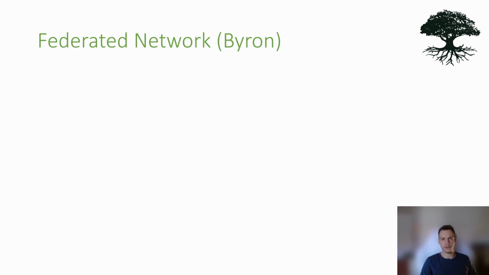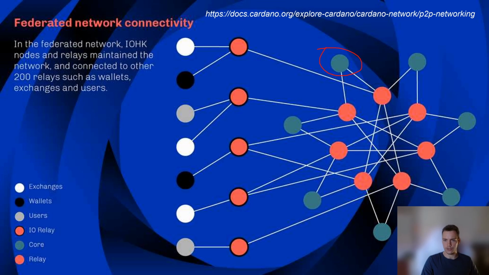So starting with the federated network. We have IOG cores here that are producing the blocks. The cores each have their set of relays that are connected to each other so that the blocks are propagated to each core node. And then here we have the outer layer of the public IOG relays to which the apps, wallets, and exchanges connect to use the blockchain.